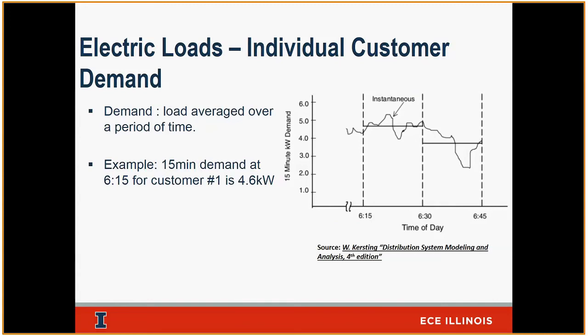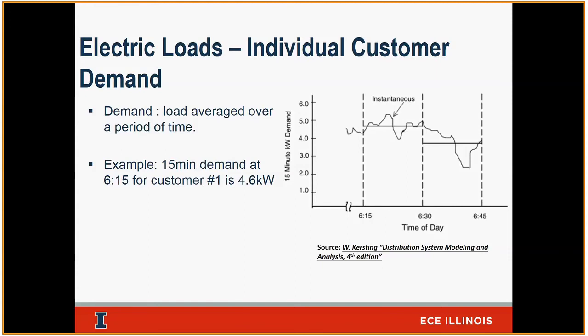This is just a basic example of data that we get on a load. So this is individual customer demand. And when I say demand, that's your kW consumption that's coming off that load, right? This is one of the images I got from that distribution system modeling book, the 4th edition, Kersting's. Basically, it just shows time of day and then your kW demand.